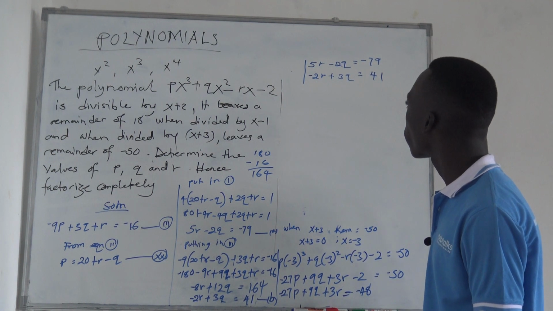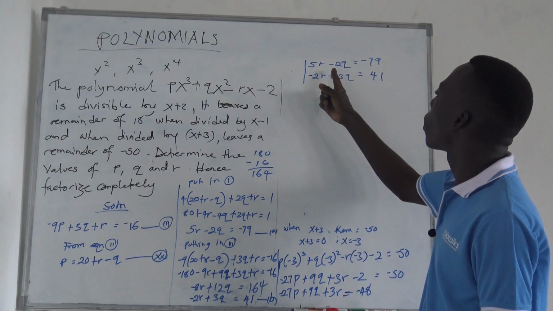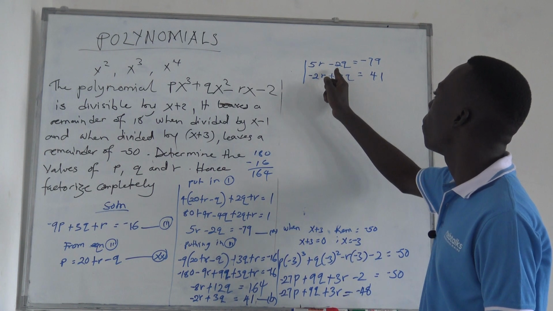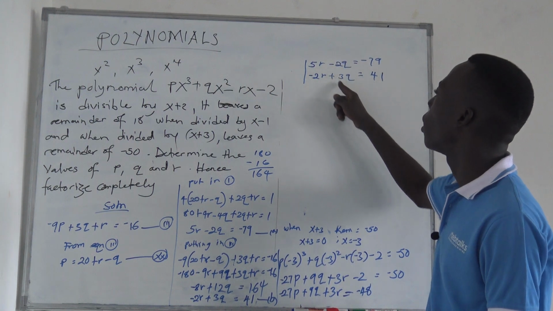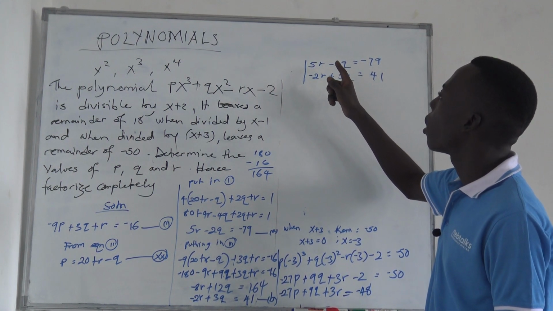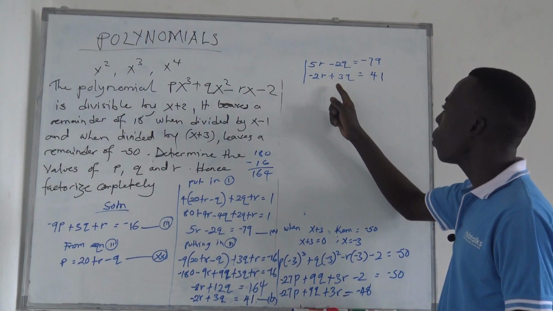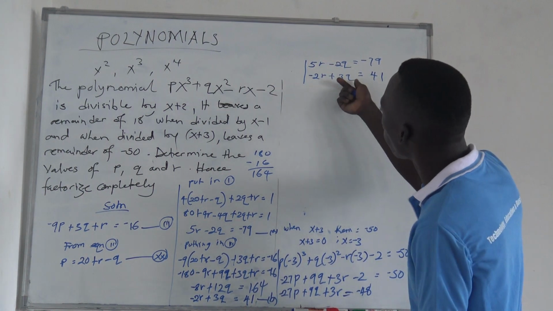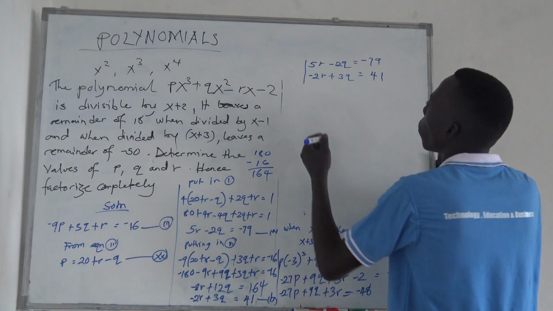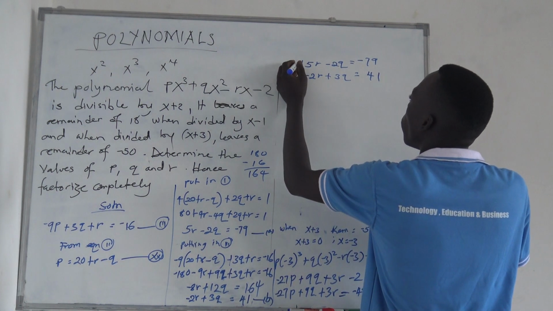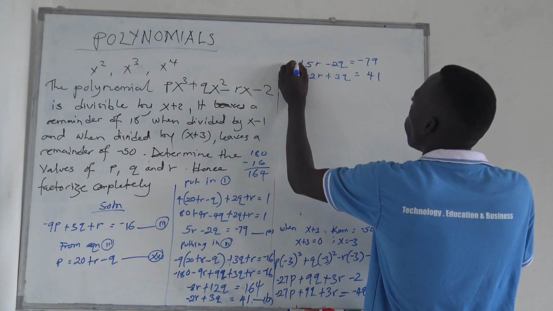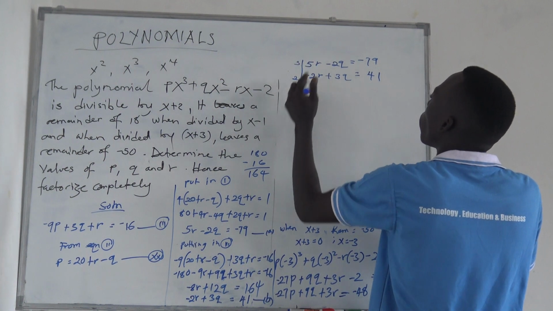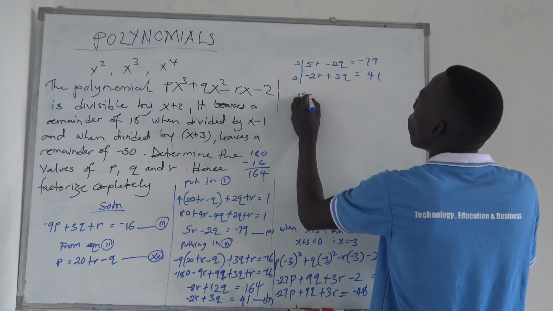So for this case, what I do is multiply this one by 2 so that we eliminate the Q. Multiply the first equation by 3 and also multiply the second equation by 2, so that I can remain with the R. So this is 3, this is 2. So when you multiply this one by 3, that is 15R.